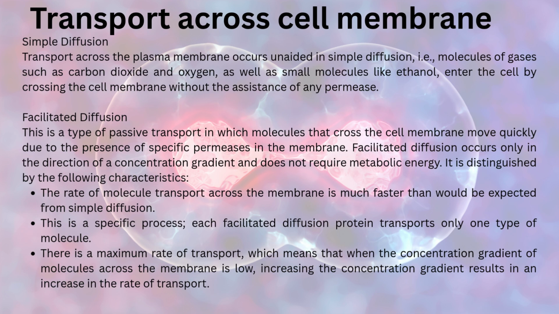Simple diffusion occurs without the help of transport proteins. Small molecules such as oxygen, carbon dioxide, and ethanol pass directly through the plasma membrane. Facilitated diffusion, on the other hand, requires specific carrier or channel proteins called permeases. Although proteins assist in transport, no ATP is required because molecules still move down their concentration gradient. Facilitated diffusion is highly specific, has a maximum transport rate, and is much faster than simple diffusion.